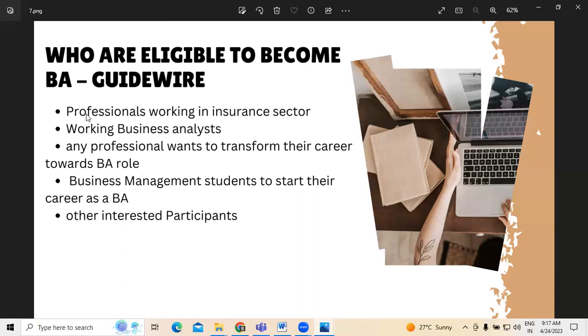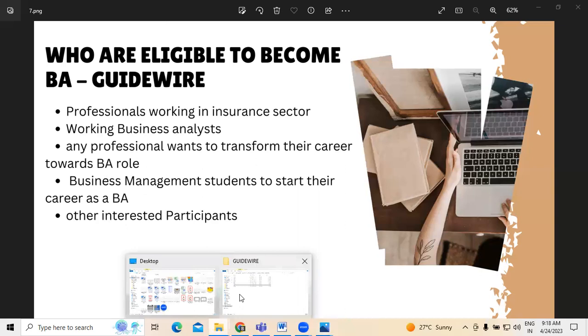So if you have any confusion over this career transformation, you can always reach out to me, and I will guide you based on whichever professional experience you belong to. If you want to become a business analyst in reference to Guidewire, you can reach out to me so that I can help you to the extent possible. So these are the eligibility criteria for BA in Guidewire.